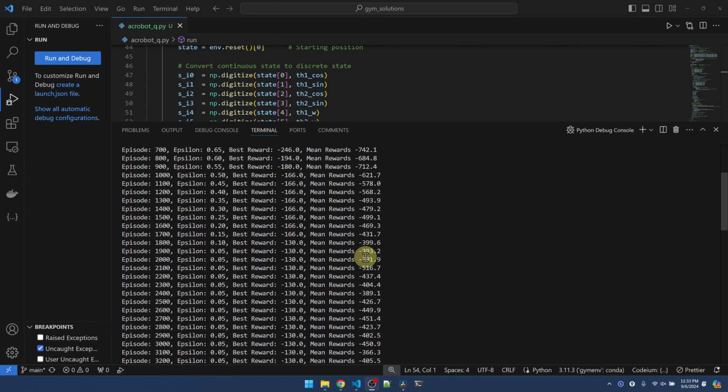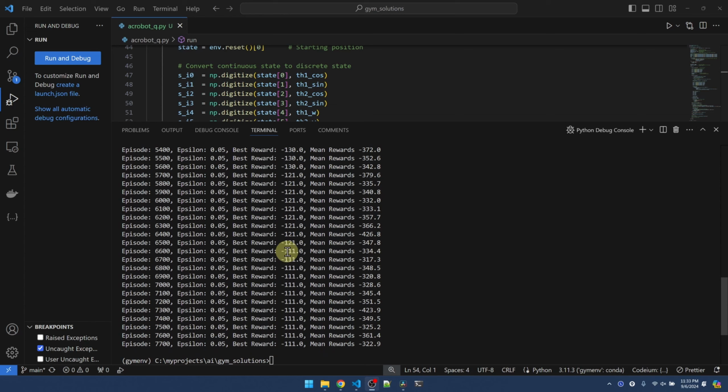Of course, the average is going to take a while before it decreases. So it actually takes quite a lot of episodes to see any more improvement. Get to 5700 to get to 121 steps. Let's keep going. At 6600 we get 111 steps. Somewhere after 7700 we get under 100 steps to reach the goal. So now our Q table is able to solve Acrobot.